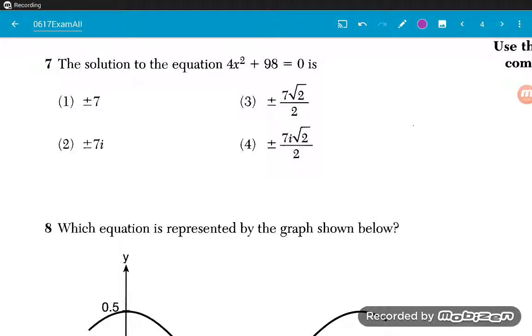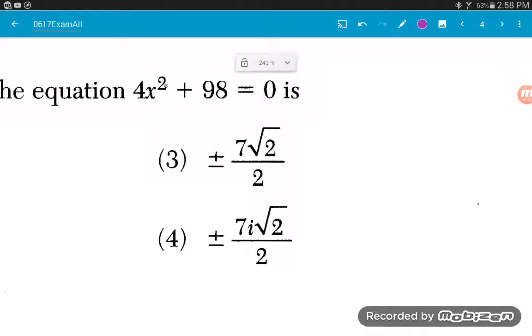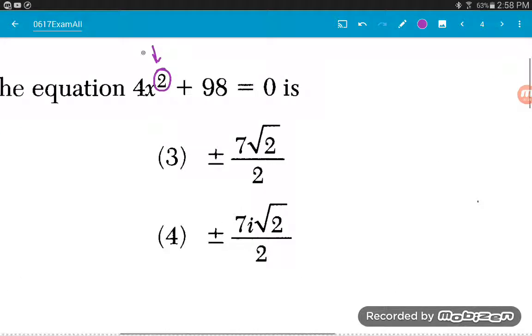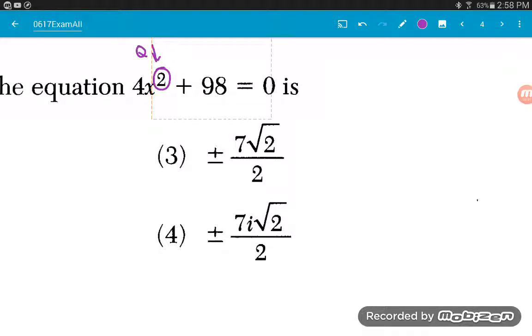Okay, let's start off the second video with question number 7 on the June 2017 Regents. This question says the solution to the equation. Solution means we're looking for x equals. So we want the x equals for this equation. Now it's a quadratic, you can tell because of this little square here, that makes it a quadratic.